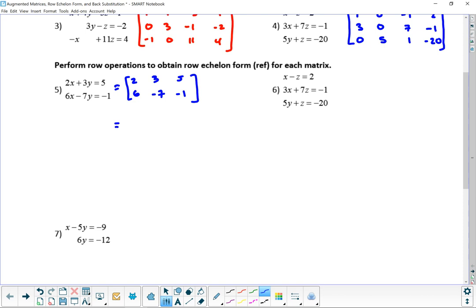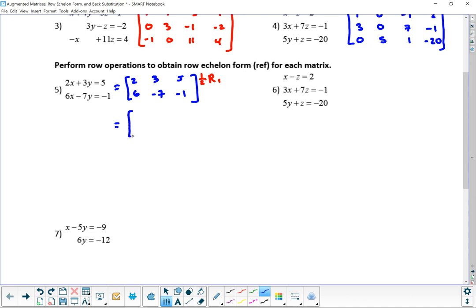All right, so let's see. What's the best way we can do this? Should we swap it? Does it matter? And if you can't think of anything, then you can just totally go with it. Since this one's still pretty small, let's say I want a 1 right here. So we're going to do row 1 and multiply by 1/2. That's all we're doing.